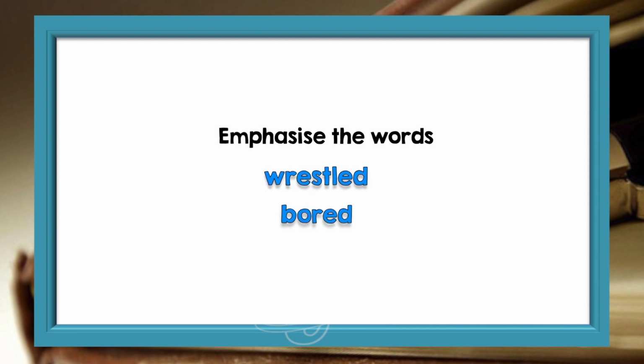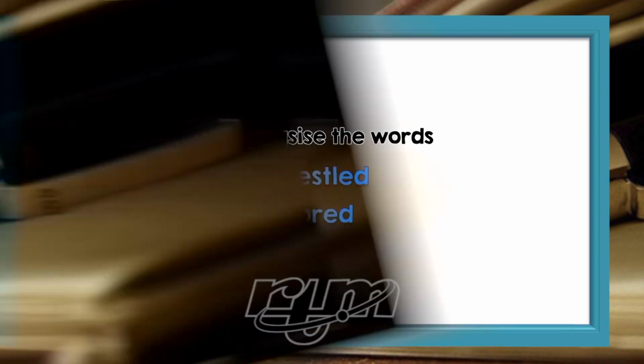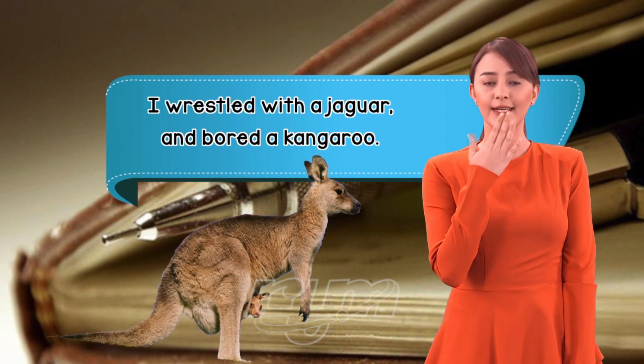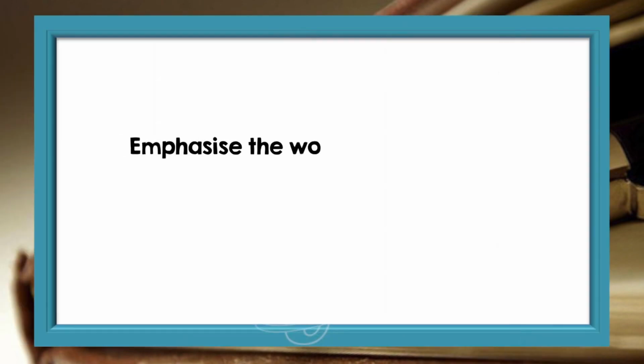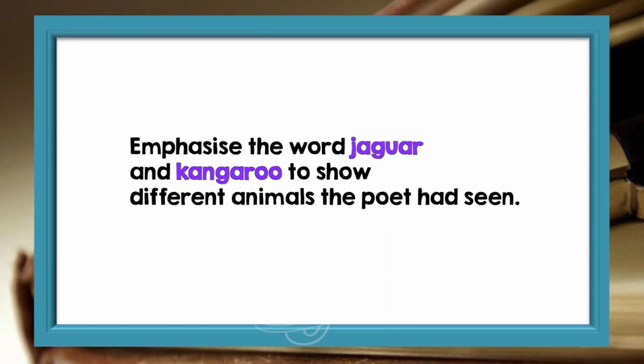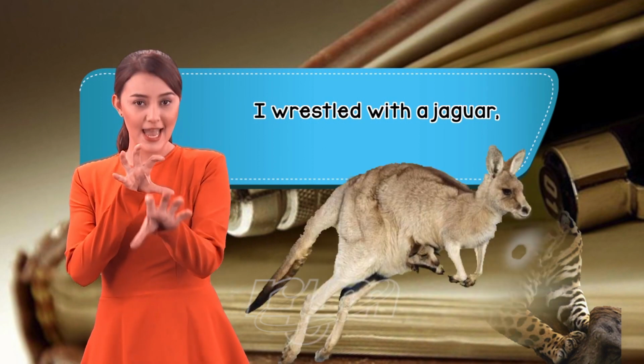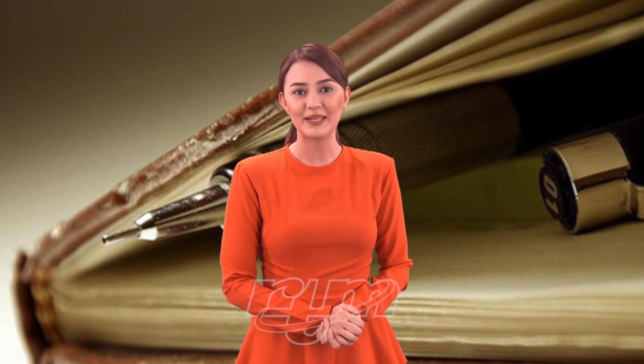You can say "wrestled" with a big manly voice. Wrestled! And then you can use a slow voice and say "bored." Even better if you add a yawn. "I wrestled with a jaguar and I bored a kangaroo." You can also emphasize the words "jaguar" and "kangaroo" to show the different animals the poet had seen. "I wrestled with a jaguar and bored a kangaroo." See what a difference it makes when you emphasize different words? So have fun and play around with the words.